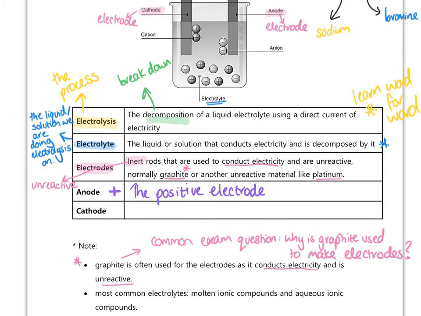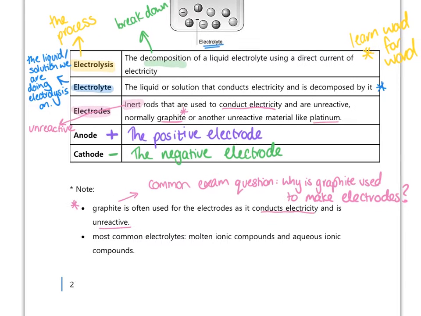Therefore, the cathode then, which electrode is it? It's the negative electrode. And again, that seems confusing because cations are positive, but it's because the positive cations are attracted to the negative electrode. And so we call the negative electrode the cathode. Okay, so get those right in your head, that the anode is the positive electrode, the cathode is the negative electrode. So there are your key definitions. Make sure you learn those.